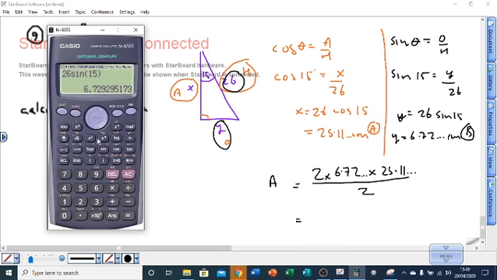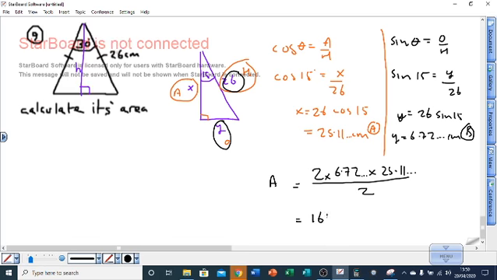So we end up with, let's store that as B. So shift stow B. I've got fraction 2 lots of B, alpha B, so 2 lots of my answer B multiplied by my height, which is A, alpha A. I could have written 2AB, all divided by 2, and that gives us an answer of 169, and it is centimeters squared, and that's the full answer.